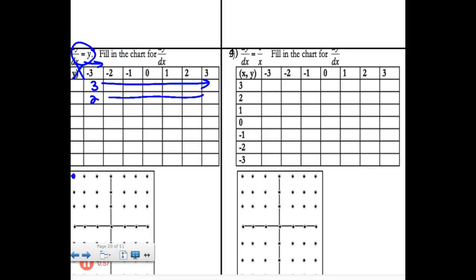So I wouldn't make a chart for this one. Some books teach charts. I only make a chart when it's a derivative that's a pain in the butt. But this one, it's just the y value. But watch what happens, how quickly it graphs itself.